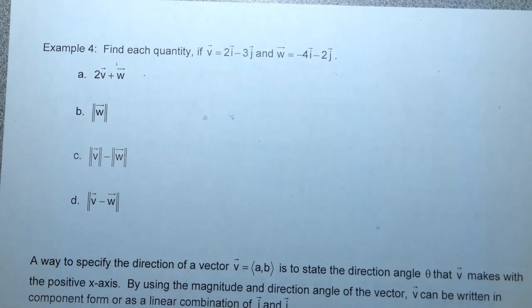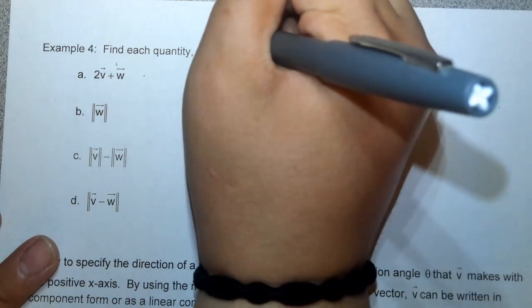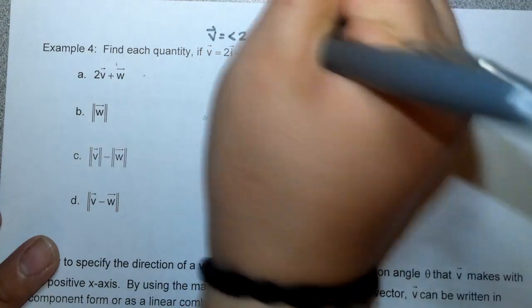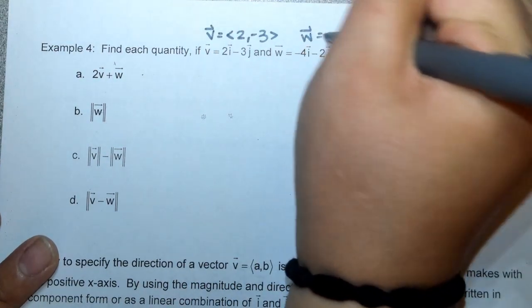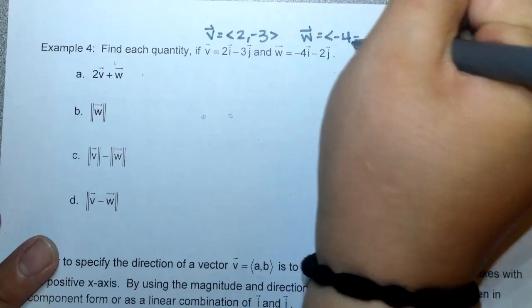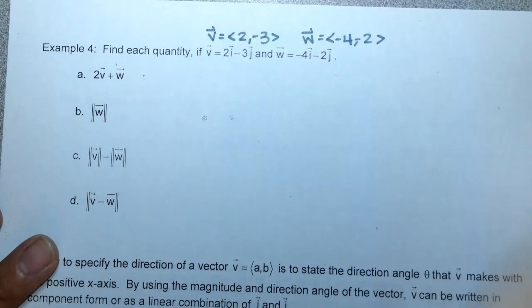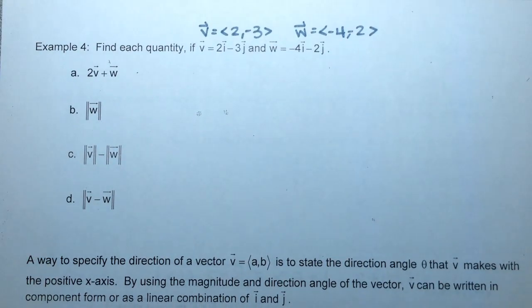All right, number 4. This is what you're going to see on a section of your test. Actually, all of these are test questions, assessment questions. Do you notice how I give them to you in linear combination form? I personally don't like working in linear combination form, so I am going to switch these to component form and work in component form. Could you write everything in linear combination form? Sure, you do you.